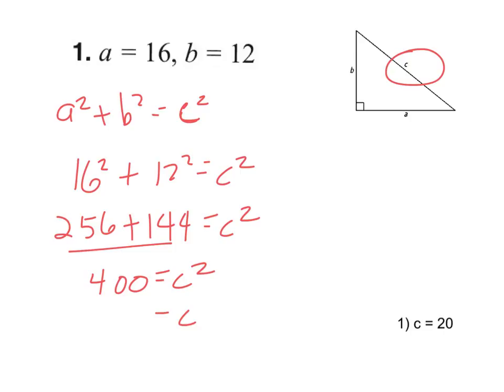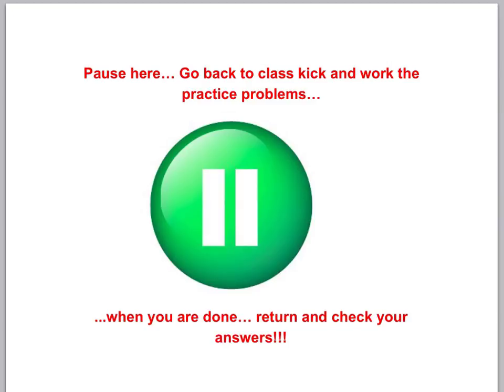And again, c is going to be the square root of 400. And the square root of 400 is 20, so again 20 times 20. So there you go. There's the first example. Go into class kick, and there's one for you. Again, head into class kick here, and there's one for you to work.